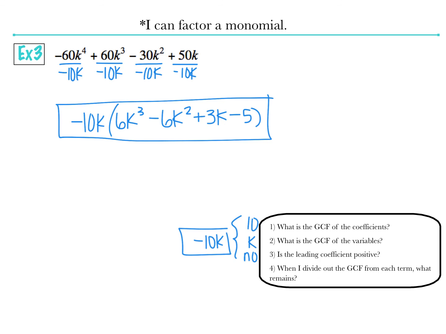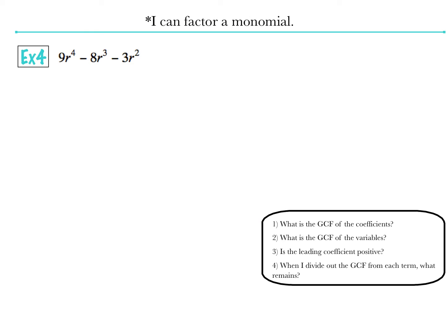All right, so hopefully when you divided out that greatest common factor, you ended up with negative 10k multiplied by the polynomial 6k to the third minus 6k squared plus 3k minus 5. So if you didn't get that, go ahead and look over and see if you can identify where those numbers came from. If not, make sure you write a question, and we'll talk about it in your CSG.